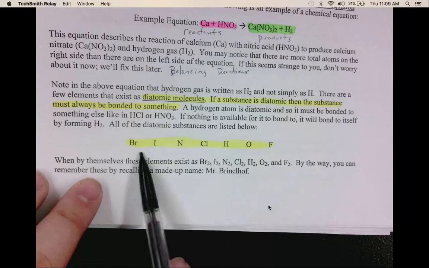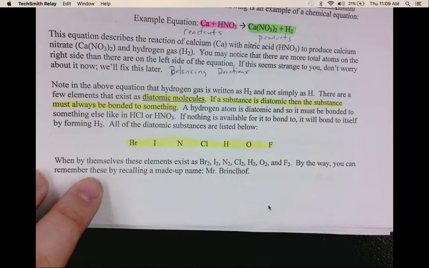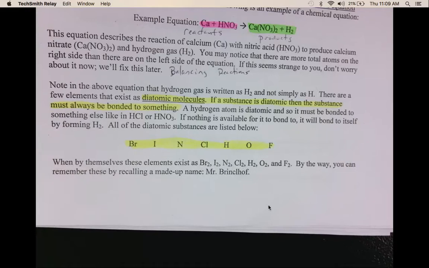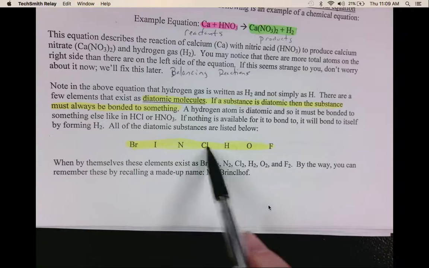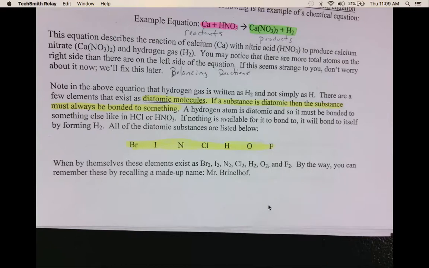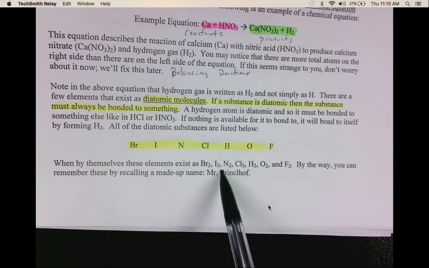So this would be a good time to say that this is your diatomic list. I always remember it as Brinkelhoff, just a silly mnemonic to help me remember which ones cannot be alone, they need to be bound to themselves. So anytime you have bromine, iodine, nitrogen, chlorine, hydrogen, oxygen, or phosphorus, and it would be alone, you need to write a 2 instead to symbolize that it's diatomic and it binds to itself.